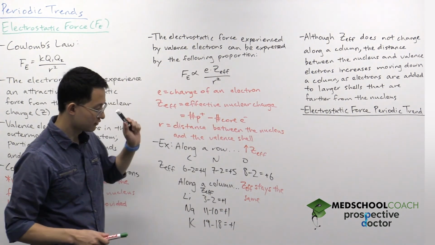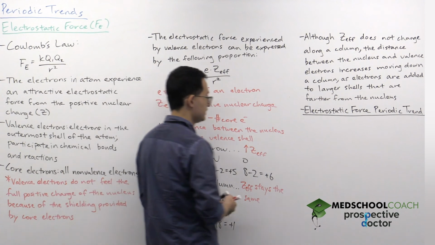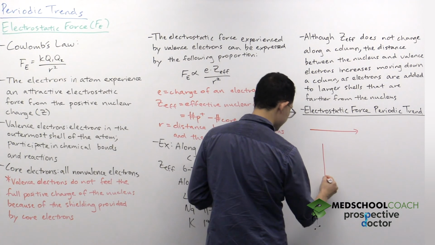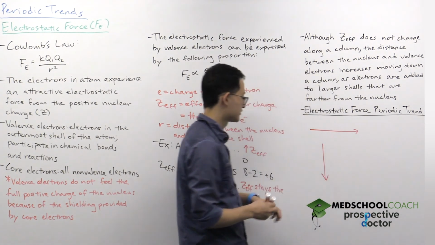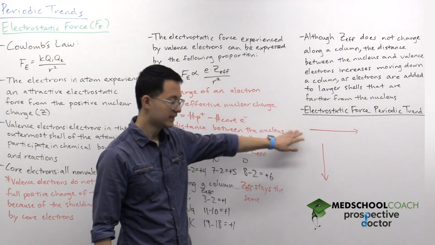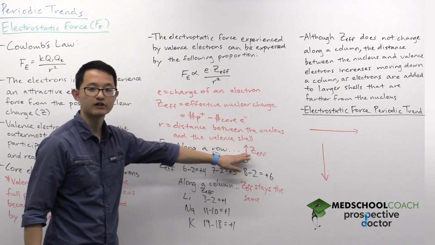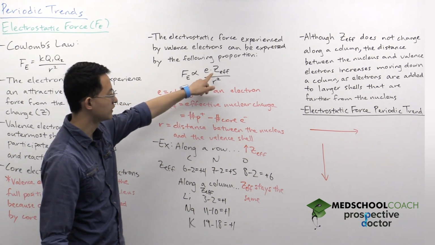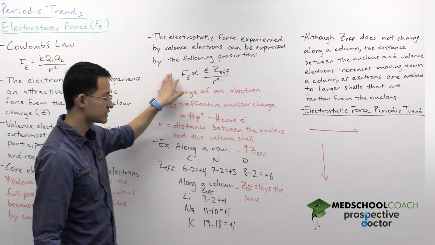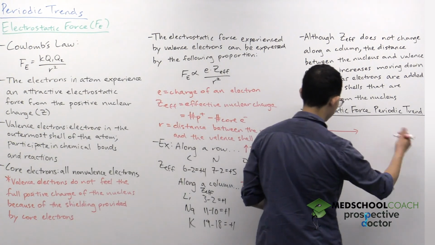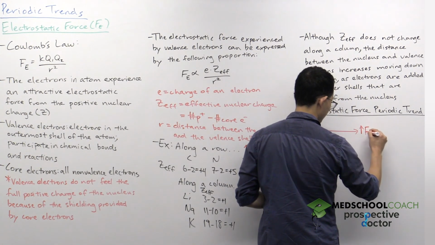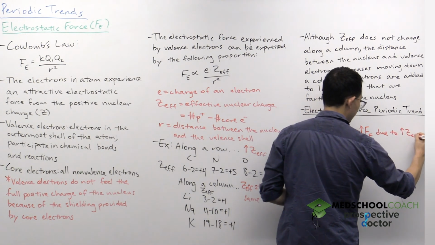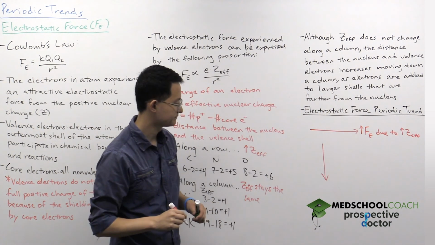All right, so let's try to put them together, figure out what the trend is going to be. We can look at going from left to right across a periodic table. We can also look at going down a periodic table. So as we go from left to right across a periodic table, as we said, the effective nuclear charge increases. Since the electrostatic force is proportional to the effective nuclear charge, that means the electrostatic force increases as we go from left to right across the periodic table. So we can say it increases due to an increase in the effective nuclear charge.